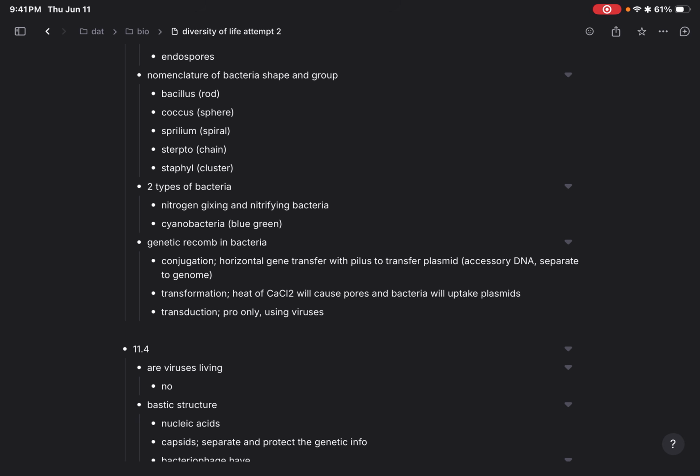So for reproduction in bacteria, there are three types of genetic recombination. There's conjugation, where you pass a plasmid from one to the other through the pilus. What is a plasmid? It's accessory DNA found outside of the genome.